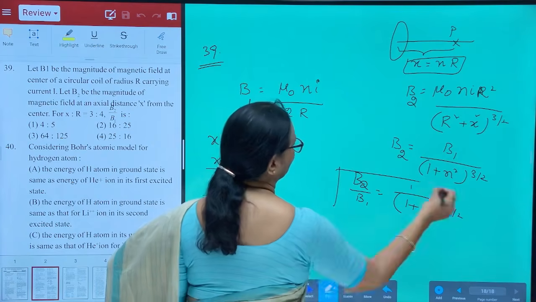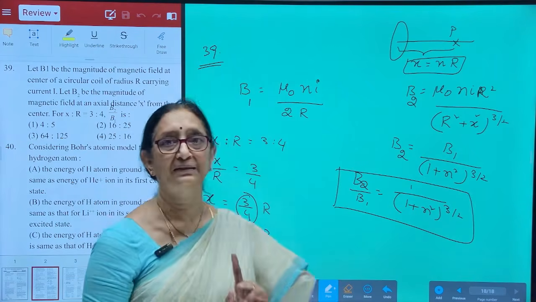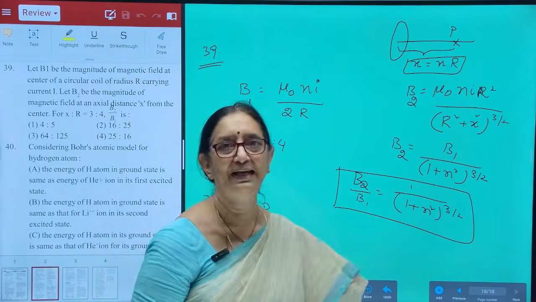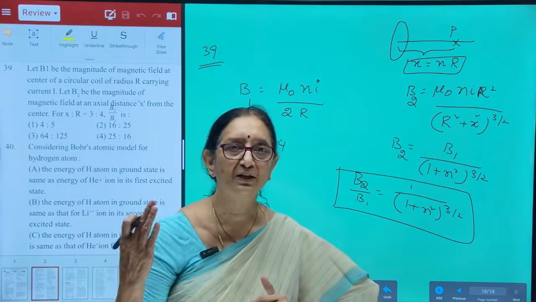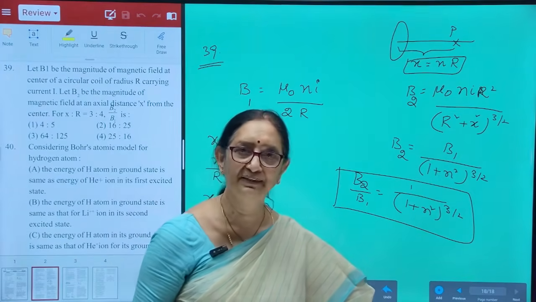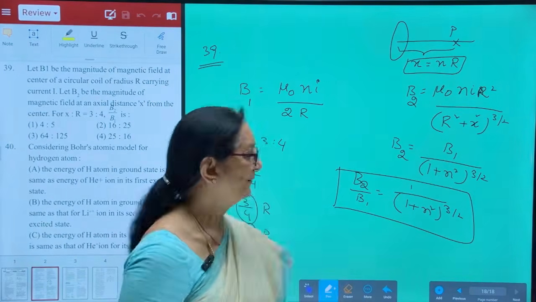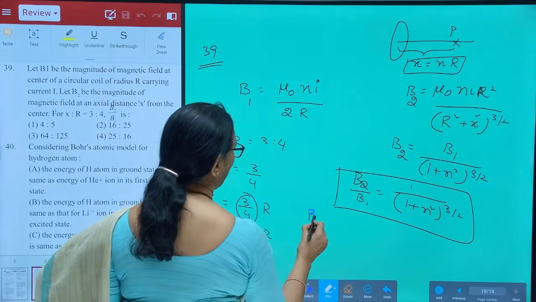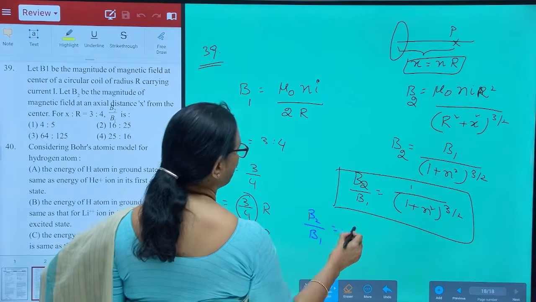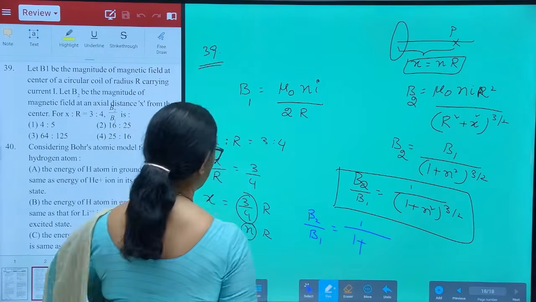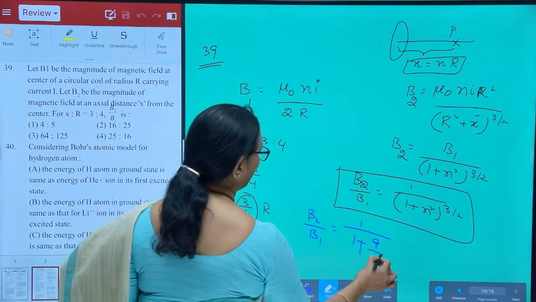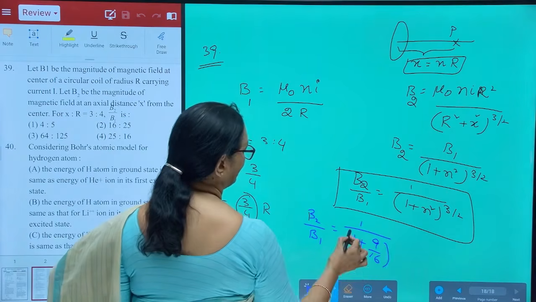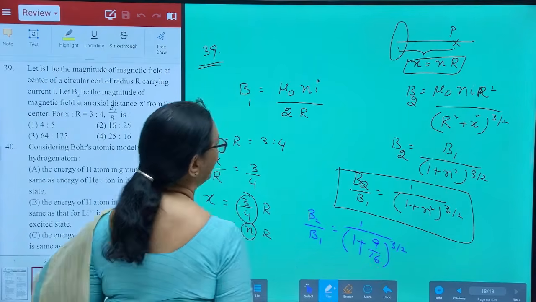So from this expression, B2 by B1 is equal to 1 by (1 plus n square) to the power of 3 by 2. If you are thorough with the notes and synopsis, we can directly arrive at that equation, B is equal to B naught by (1 plus n square) to the power of 3 by 2. All of us know pretty much well. So from that expression, it is so simple now. B2 by B1 is equal to 1 by (1 plus 3 by 4 whole square, 9 by 16) whole to the power of 3 by 2.